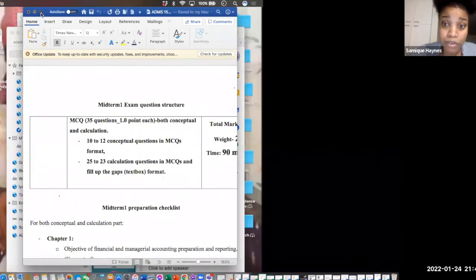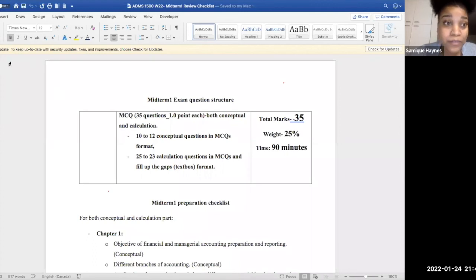It's super detailed. Some professors might think this is too detailed, but we know that this is a difficult and challenging class, and we understand that most people are not accounting majors. So we try to set you up for success. We're going to have 35 questions, 1 point each, both conceptual and calculation. So 10 to 12 conceptual questions in multiple choice format, and 23 to 25 calculation questions, with multiple choice questions as well as fill in the gaps.